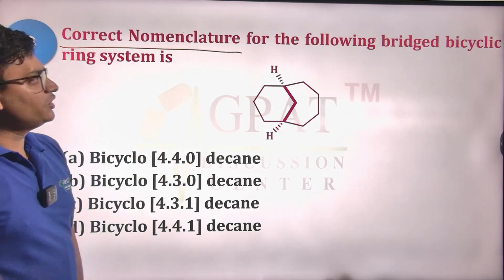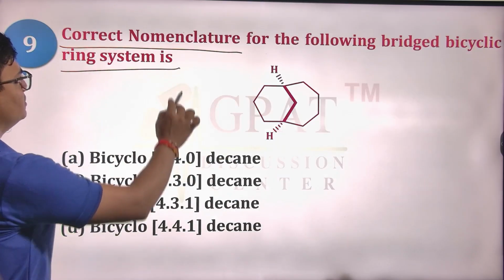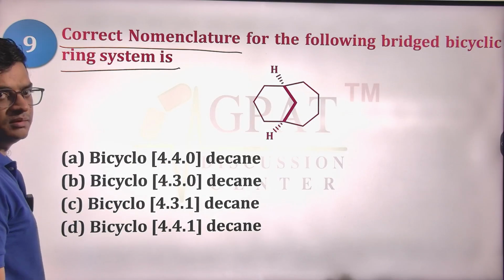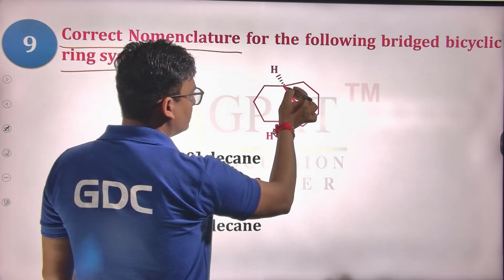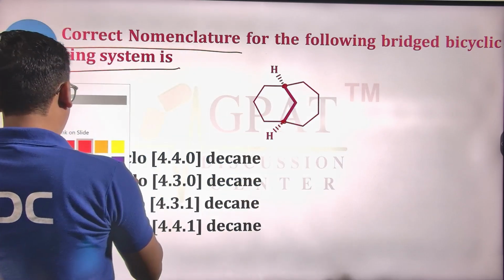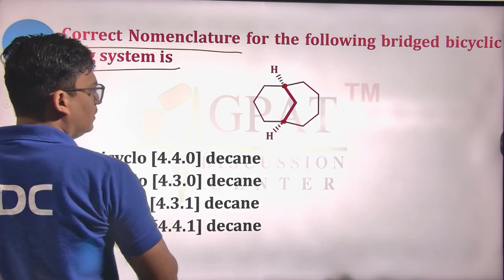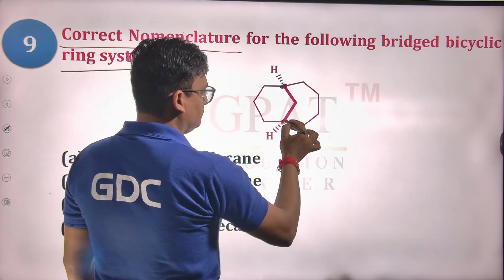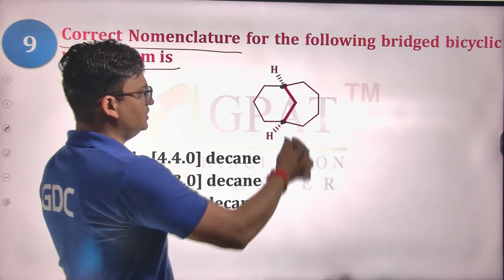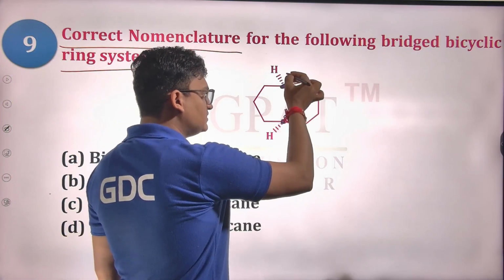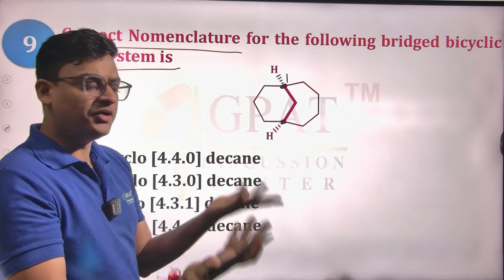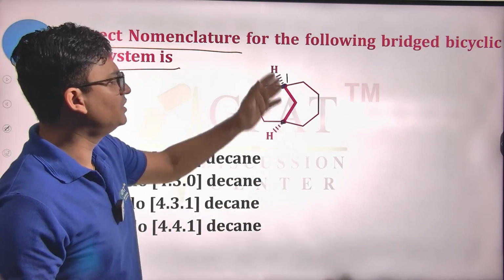The correct nomenclature for the following bridged bicyclic ring system is: so again, it's a bridged ring system. Numbering will start from the bridgehead positions. These are known as bridgeheads. So either this can be number 1 or this can be number 1. Again, there is no branching or functional group or anything else, so we can start numbering from either bridgehead position.